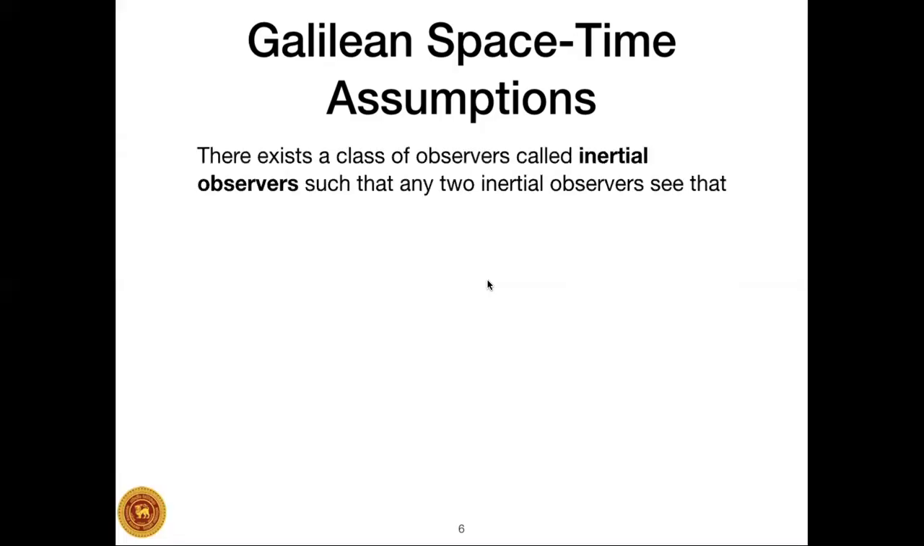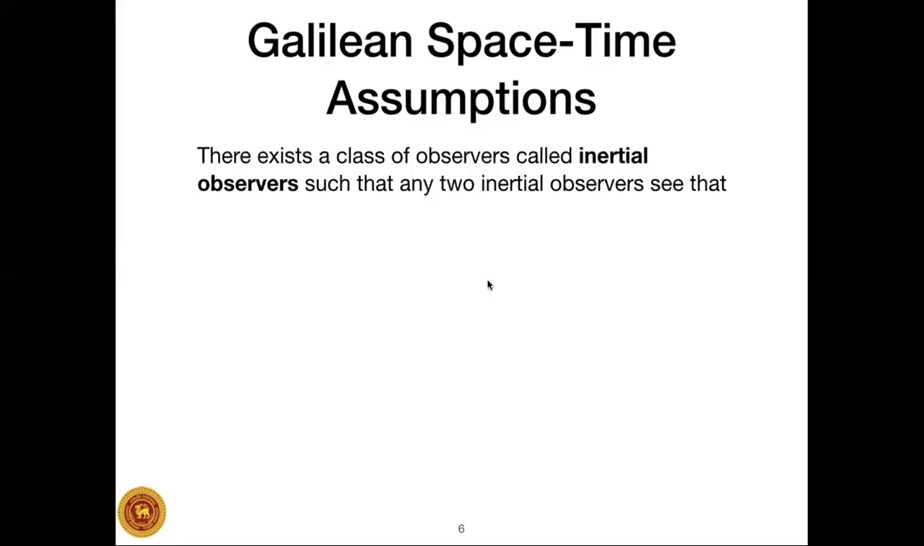So how do we describe these things? To describe things, we have to measure, or we have to observe. So we will call anybody who does measuring or observing an inertial observer. So we start by assuming that there is a class of observers called inertial observers. So that is you and me. So we are inertial observers.